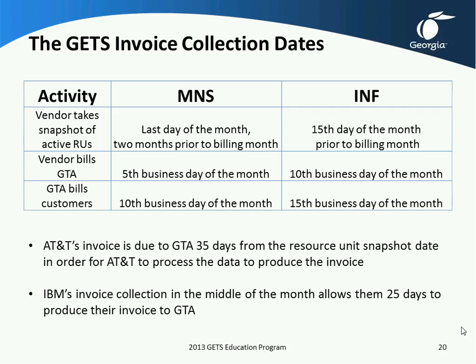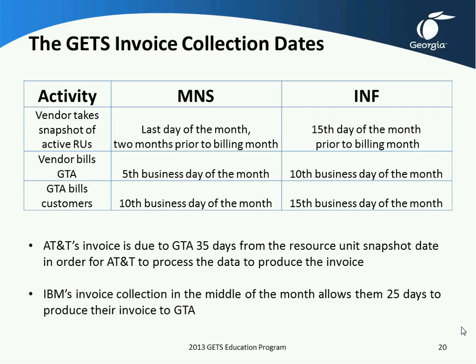We talked about some of this already. The get invoice collection dates. Vendor taking snapshots on the M&S side, last day of the month, 2 months prior to billing month. On the infrastructure side, 15 days of the month. Again, I just wanted to reiterate this because this is so important. This has a lot to do with when you'll actually see the adjustments show up on your invoice.